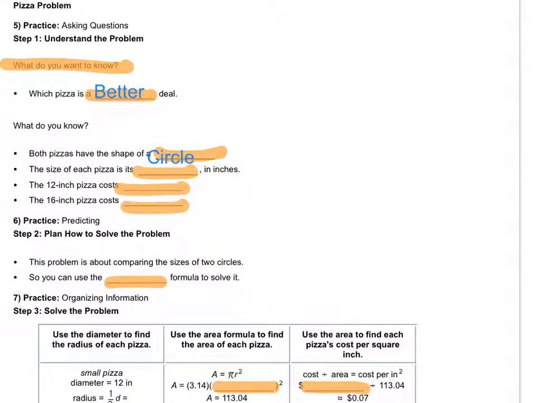Okay, so both pizzas have the shape of a circle. The size of each pizza is its diameter. Let's get that typed in. Diameter. A 12-inch pizza would cost $8. I'll just write that in. A 16-inch pizza is $12.